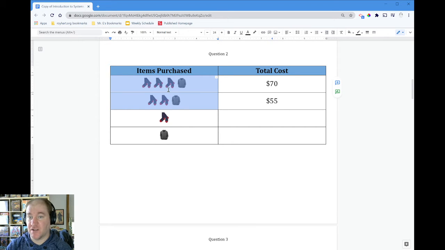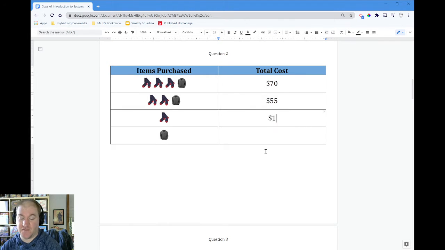Well, the difference in hoodies is nothing. That can be ignored. There is no difference. The difference between these two purchases is 1 pair of socks, and the difference between these two total costs is $15.